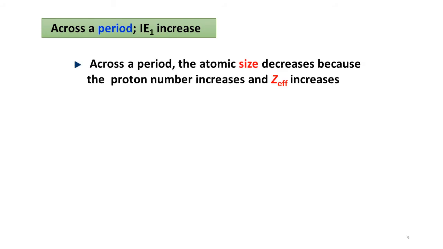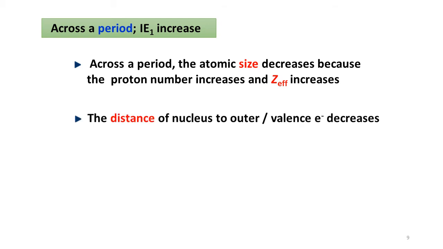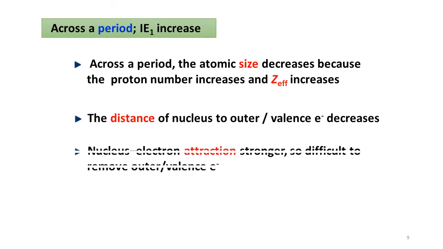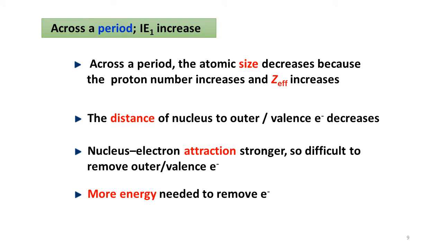Across a period, first ionization energy increases. The atomic size decreases because the proton number increases and effective nuclear charge increases. The distance of nucleus to outer valence electron decreases. Nucleus-electron attraction is stronger, so it is difficult to remove the outer valence electron. More energy is needed to remove the electron.